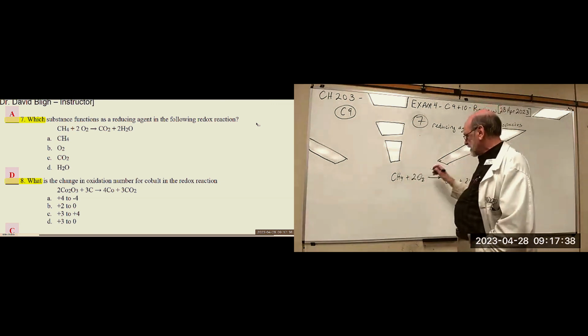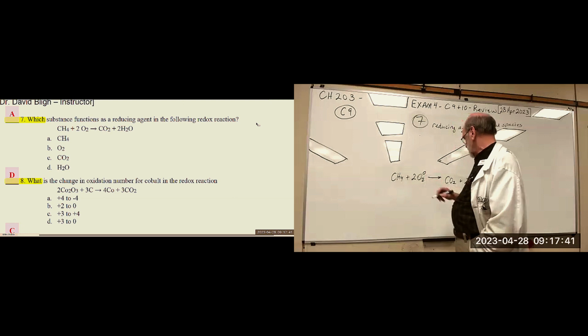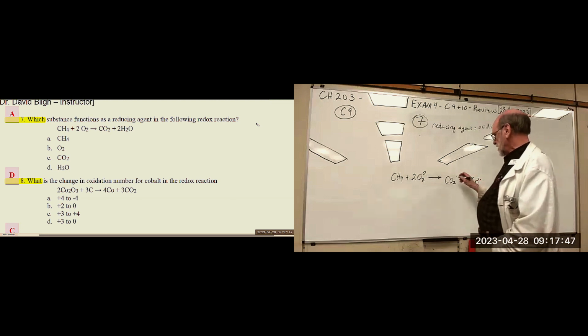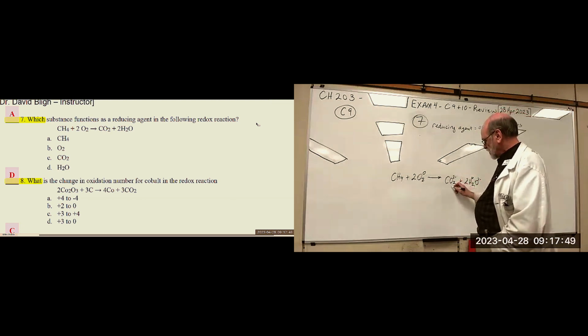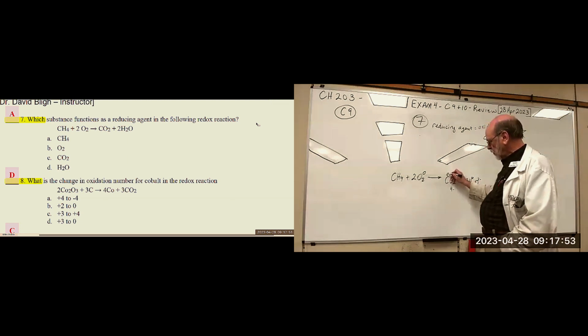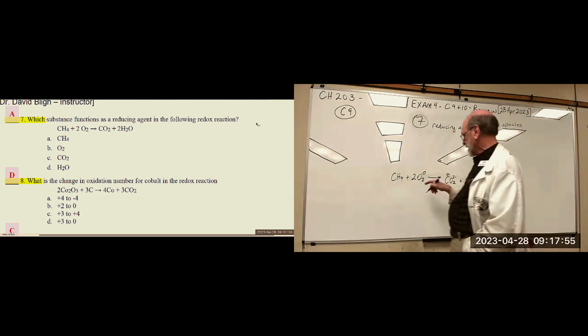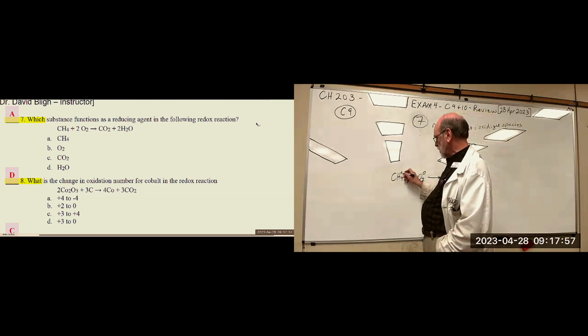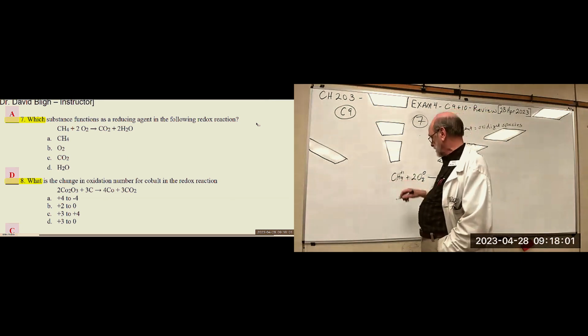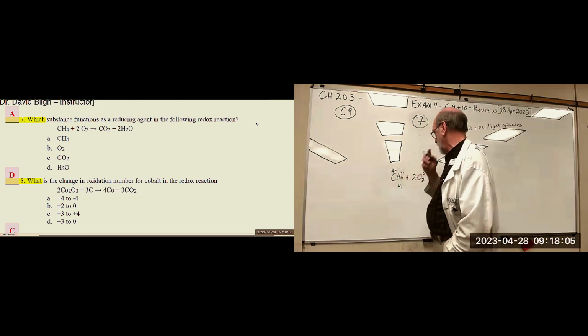Well, let's see. This one's 0 because it's an element. This one is a 2 minus. This one is a 1 plus. This one is a 2 minus, which means 4 minus total, which means this one is a 4 plus. This hydrogen is a +1 because it's bound to a non-metal. So that means 4 pluses here, 4 minuses there.